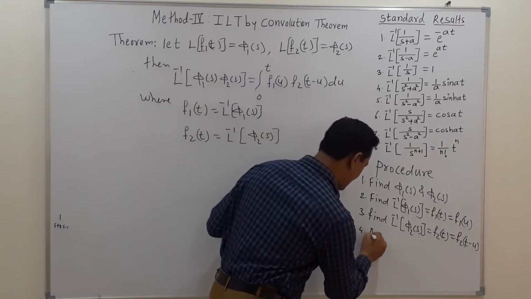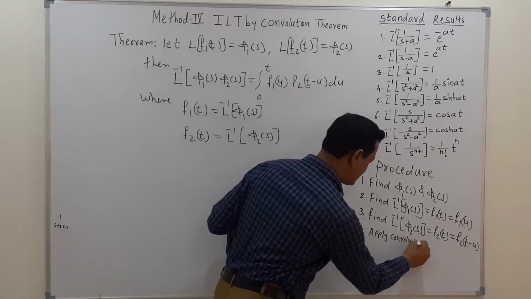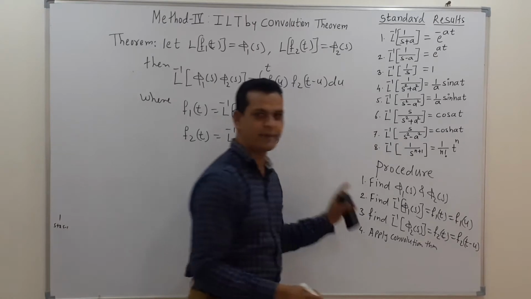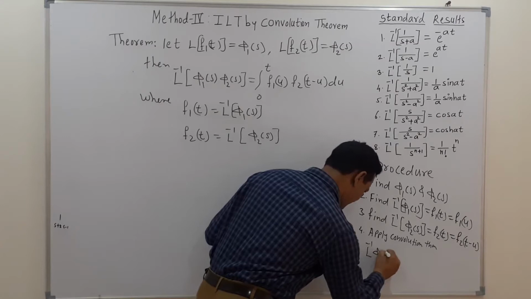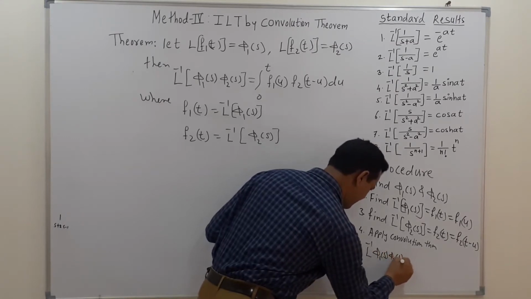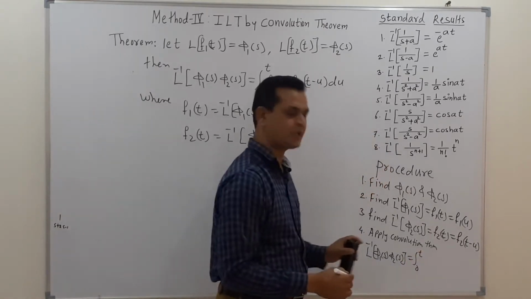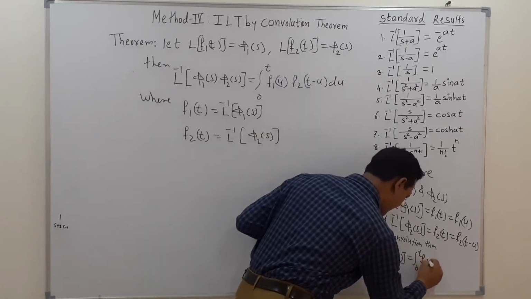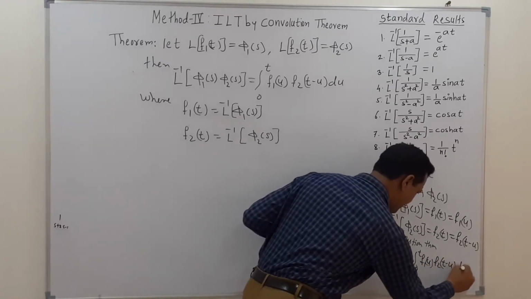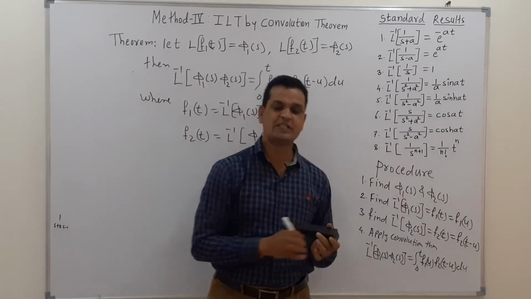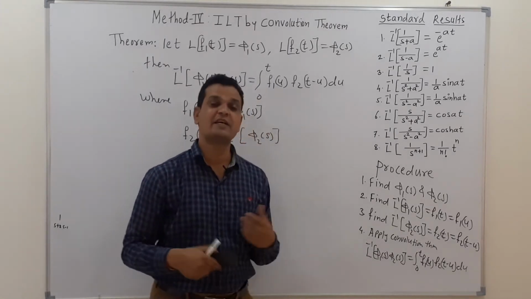The fourth step is to apply the convolution theorem. This theorem says that the inverse Laplace transformation of phi 1 of s, phi 2 of s is equal to the integration from 0 to t of f1 of u, f2 of t minus u du. Friends, this theorem is very simple, so it is very easy to solve examples based on this theorem.